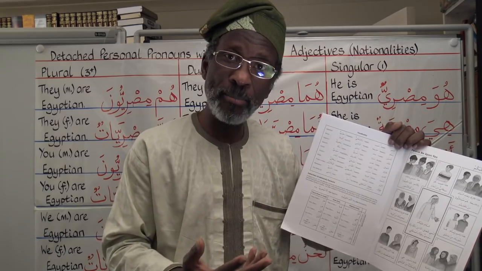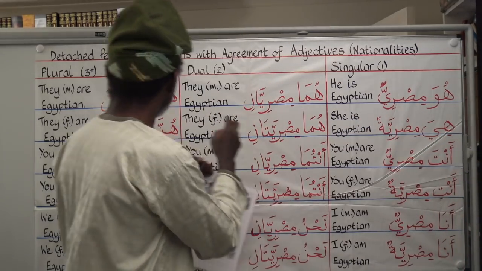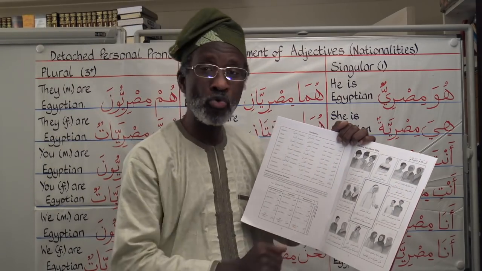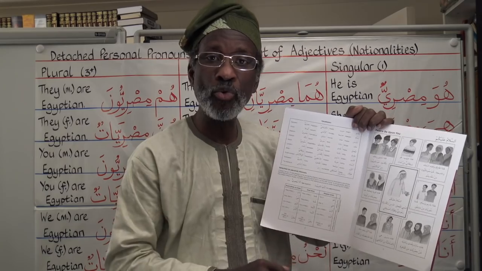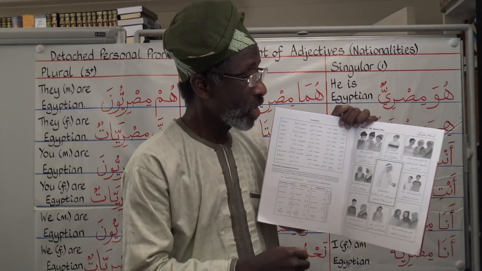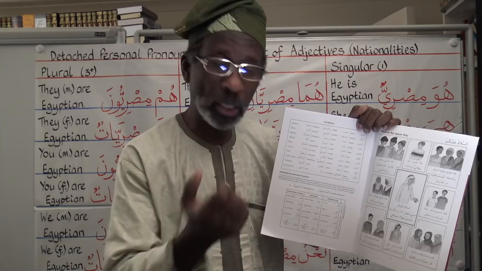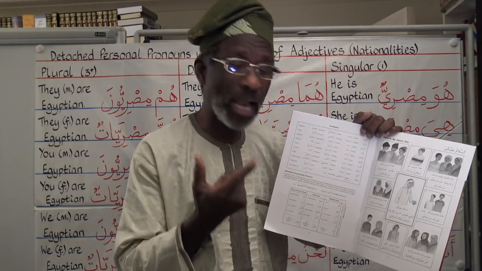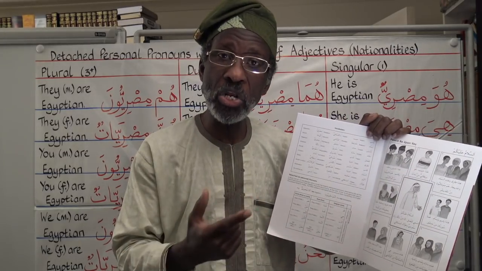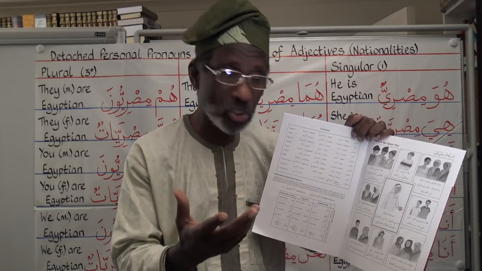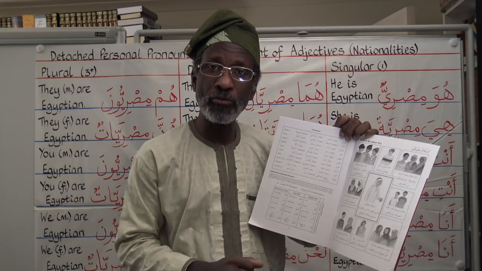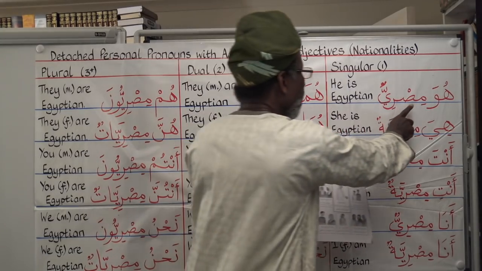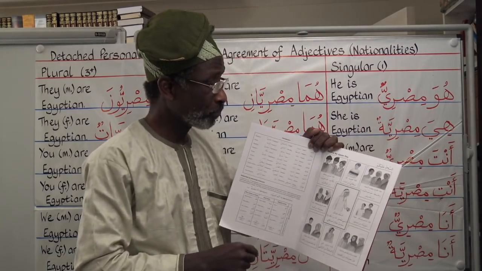And how do we address them? We use hum, which is for plural of male. Hum Misriyun. Hum Somaliyun. They are Somalians. Min Mogadishu. From Mogadishu. Number 3. هذا حبيب. This is Habib. هو بريطاني. He is British. Min London. From London. So we say هو because we are referring to singular male.